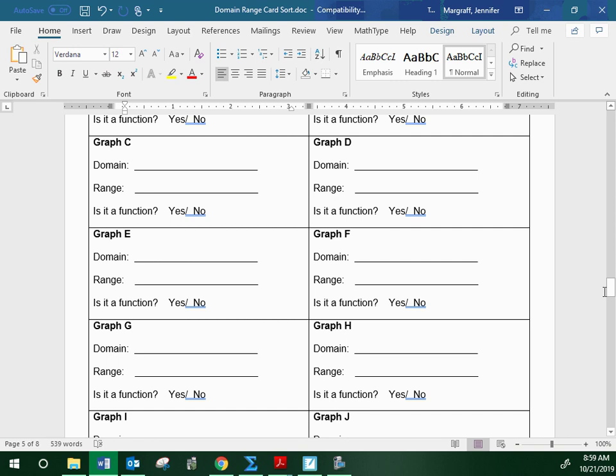It doesn't matter which order you go in. You can go in alphabetical order, or you can just go in whatever order the cards are in. Whichever card you pick up, that's the graph you go to and fill in your domain, your range, and decide if it's a function. Then you put the card in a discard pile.